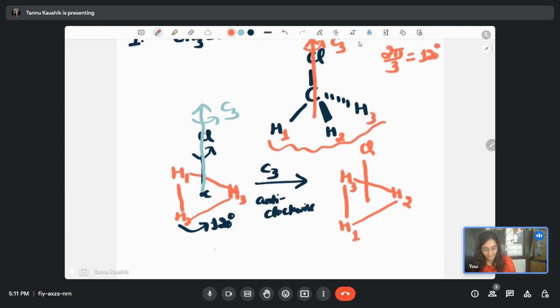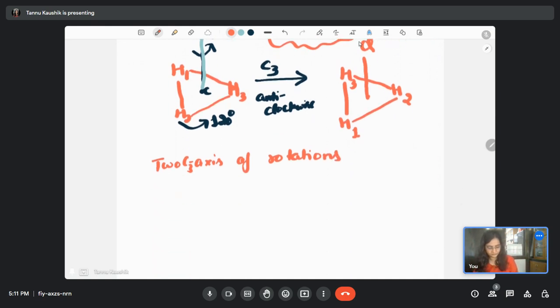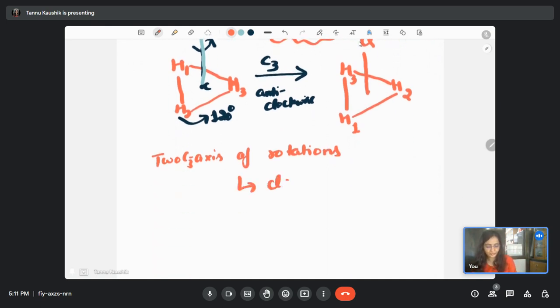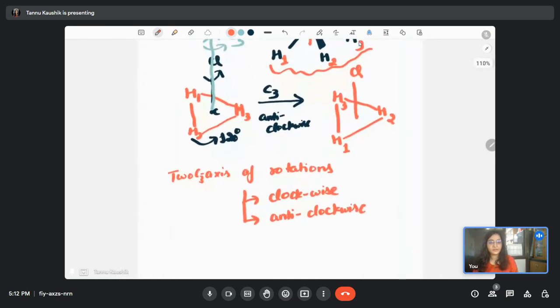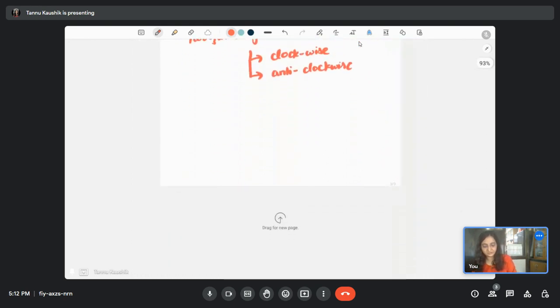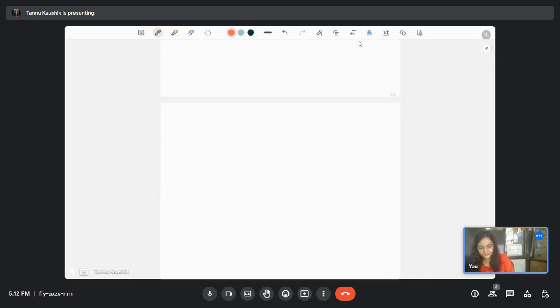So this molecule has two axes of rotation, two C3 axes of rotation. One is clockwise and another is anti-clockwise. Now, do we have another axis of rotation here?